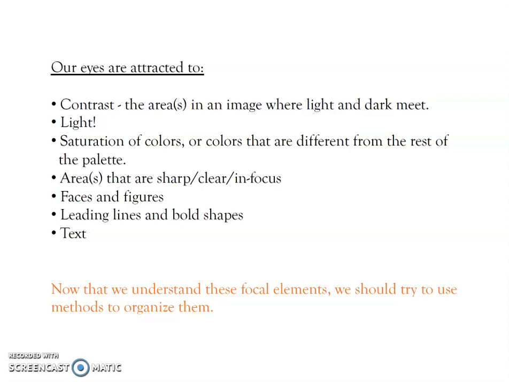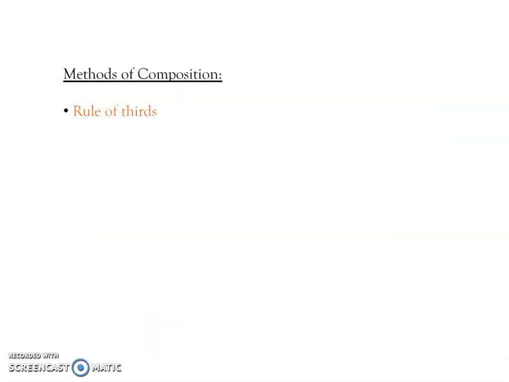Okay, so now that we understand the focal elements, we're going to try to use these to organize them into different methods of image making. So, methods of composition. This is a method that everybody brings up. The first day of my in-person classes, somebody brings up rule of thirds. I heard that you have to take pictures as rule of thirds. I have to always use the rule of thirds. And while the rule of thirds is a solid method of composition, it's not the only method of composition.